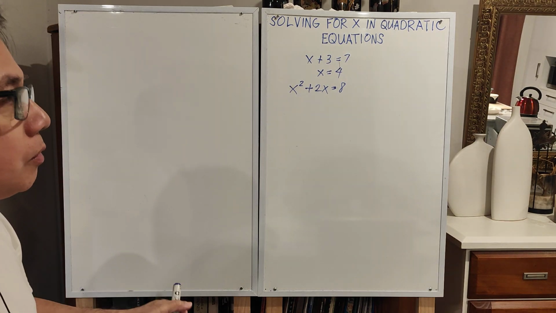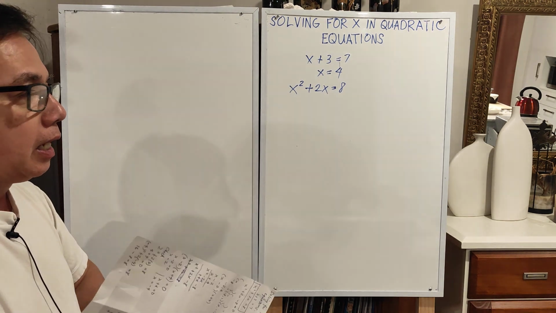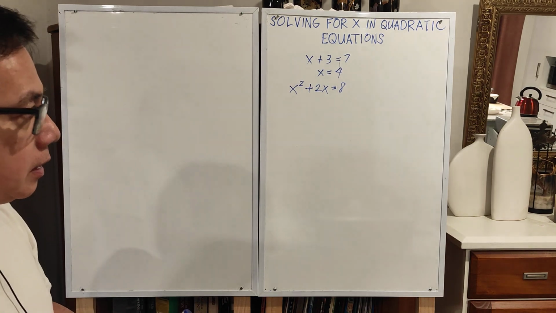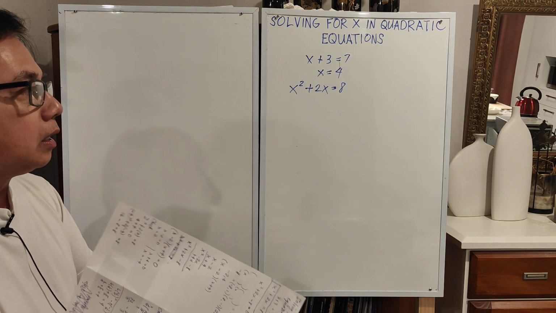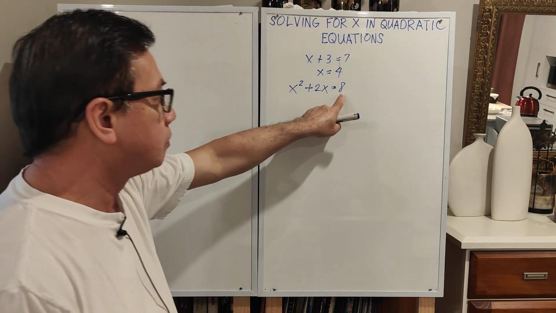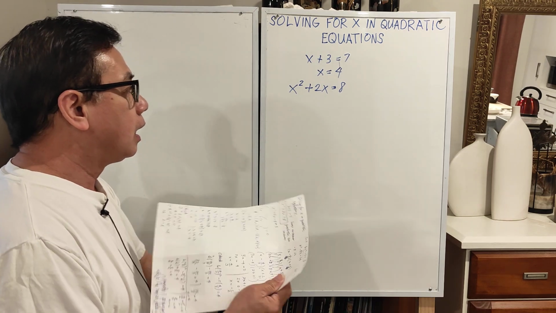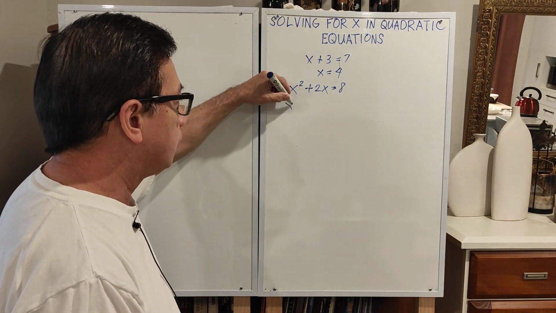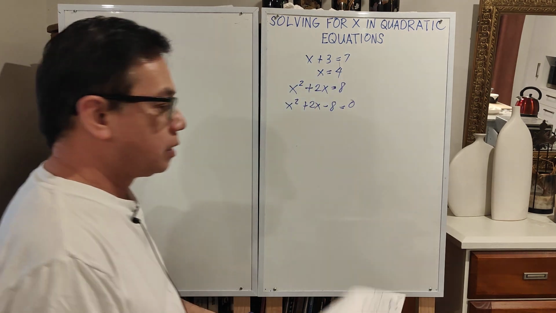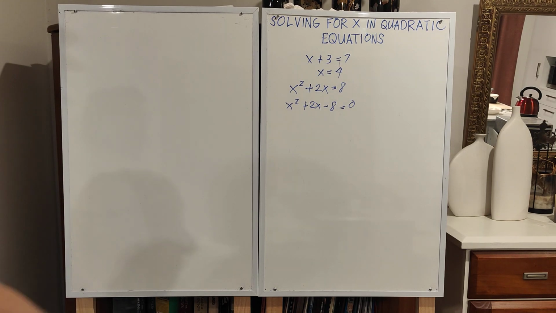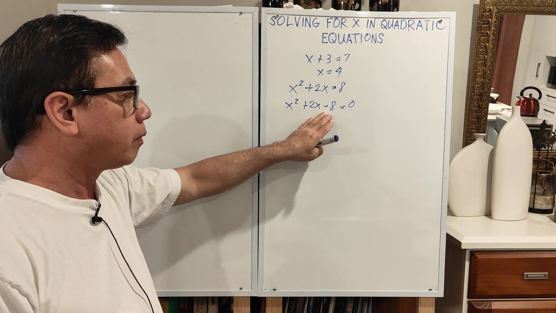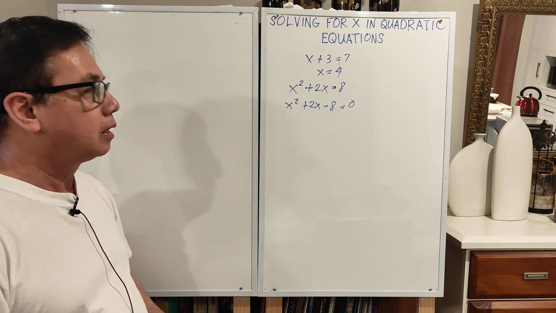So first, let me show you how to solve for the answers by an example. Let's take this example. The first step that we need to do is to transpose everything to the left and make the right into 0. So we have to transpose 8 into the left. Subtracting 8 on both sides of the equation, we have x squared plus 2x minus 8 is equal to 0. The next step is to factor out this trinomial into a product of two binomials.